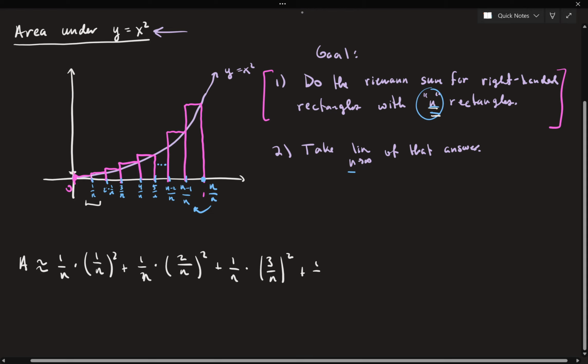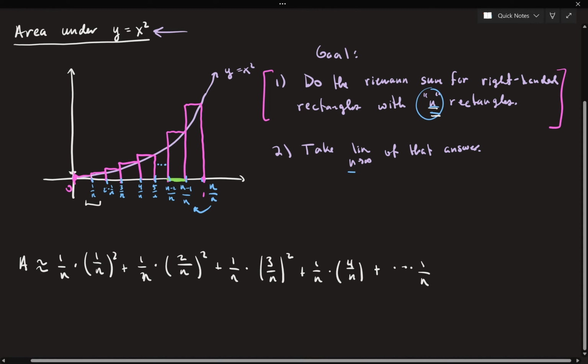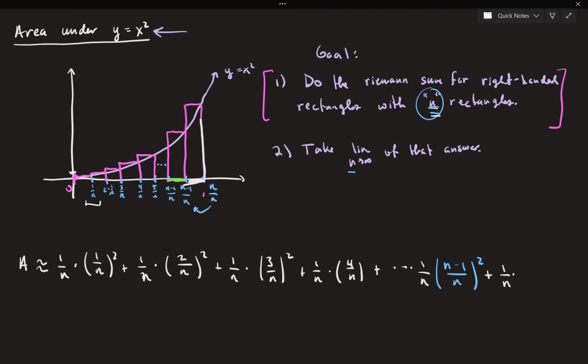And then I do the base of the next one and the height of the next one, and hopefully you can see, I'm going to skip a bunch of them. I end with this rectangle, where the base is 1 over n and the height is n minus 1 over n squared. And then the last rectangle has a base of 1 over n times f of 1. So that's just 1, but I'll write that as n over n, and you'll see why in a second.